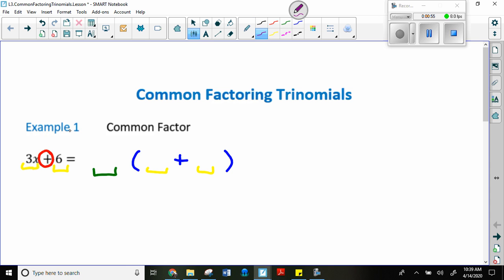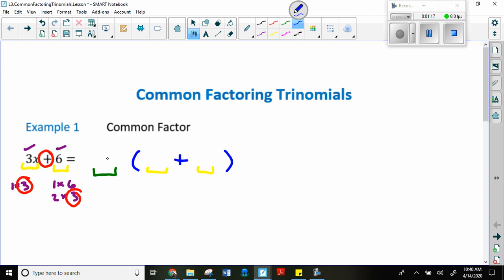So looking at our numbers, we've got 3 and 6. Factors of 3, 1 times 3. Factors of 6, 1 times 6, 2 times 3. What's our biggest common factor? 3. Okay. So there, we can divide out a 3 from both of these terms.